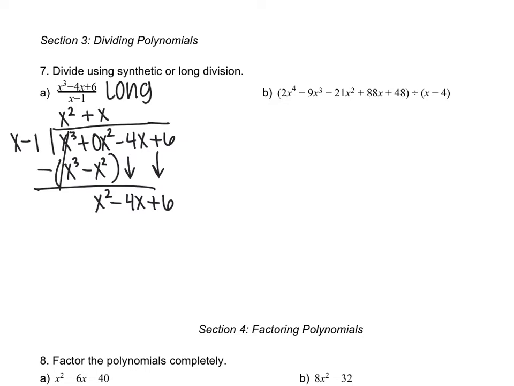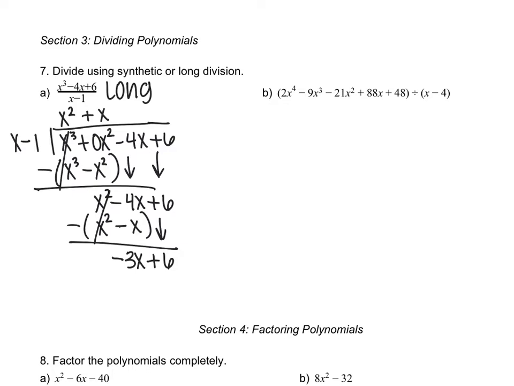So now I multiply. X times x is x squared. X times negative 1 is negative x. Then we subtract. X squared minus x squared cancels. Negative 4x minus a negative x changes to addition. So it's negative 4x plus x, which is negative 3x. Then we bring down our 6.